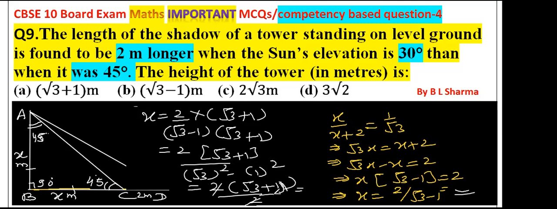So the height of the tower, that is x meter, and the value of x here is root 3 plus 1. So therefore A is the correct option here. The height of the tower will be square root of 3 plus 1 meter. That's all for this question.